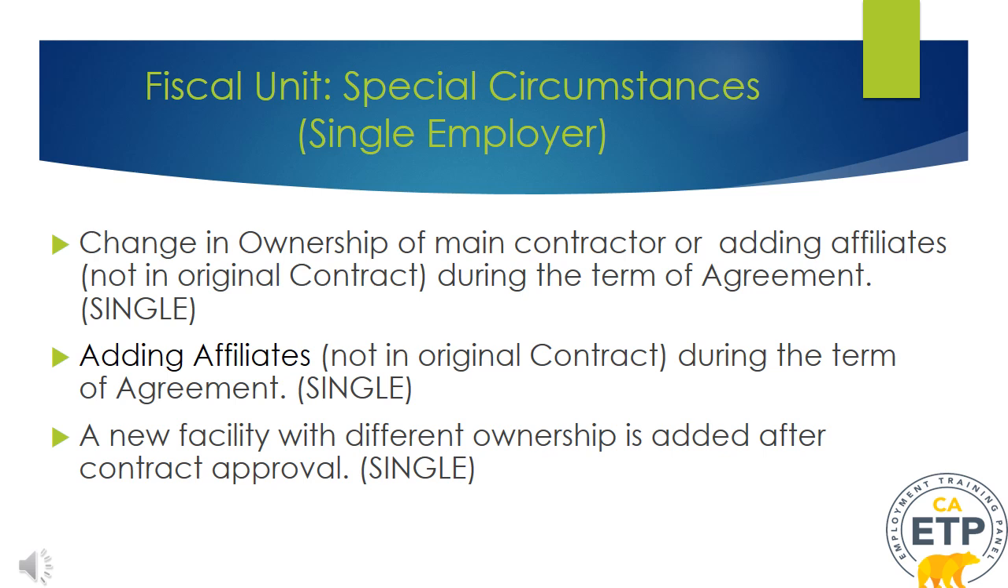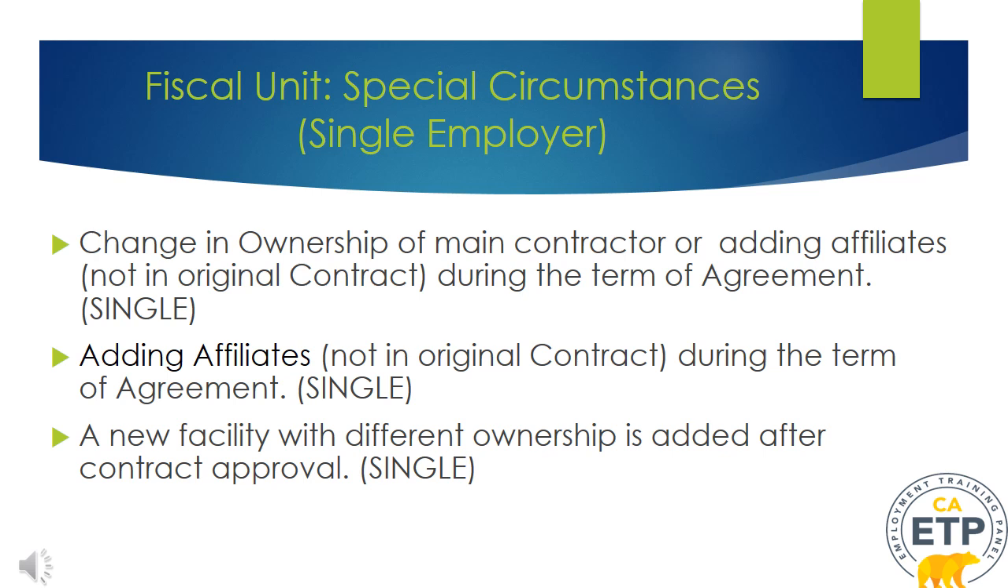Change in ownership of the main contractor, adding affiliates not in your original contract during the term of your agreement, and adding a new facility with different ownership that is added to your contract after approval.